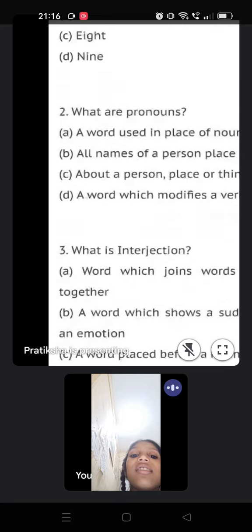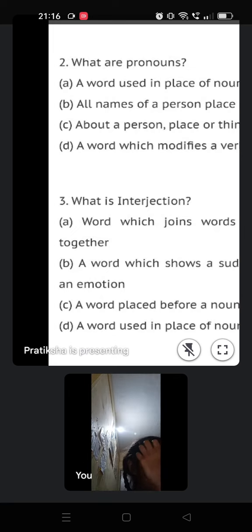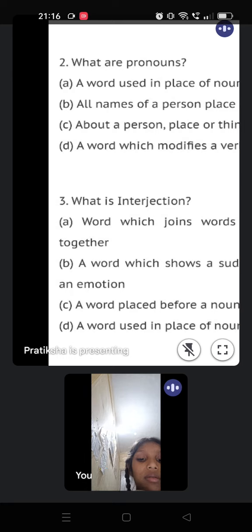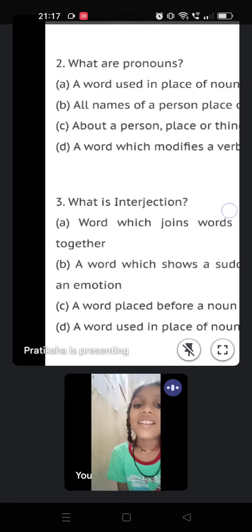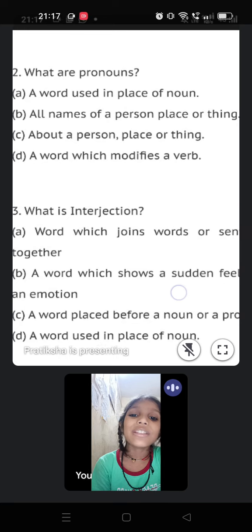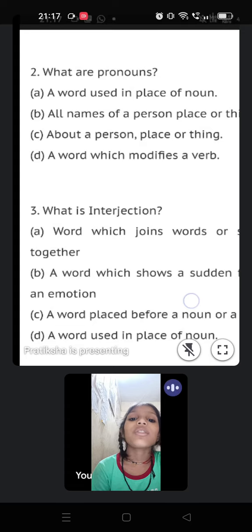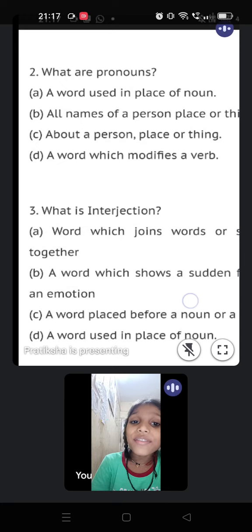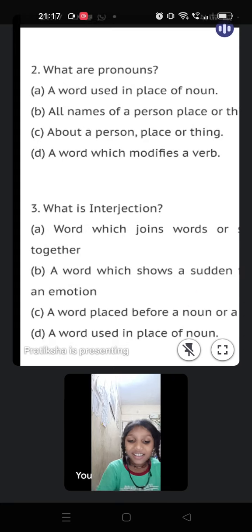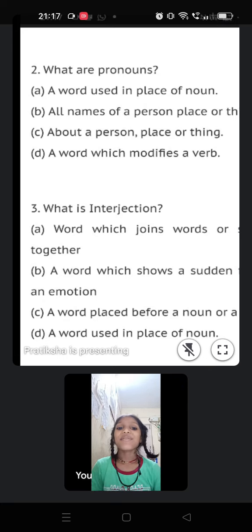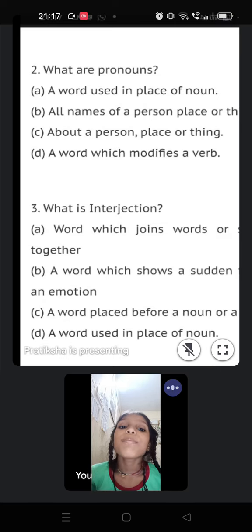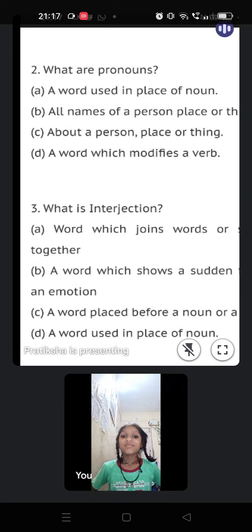Very good. Okay. Then what are pronouns? What is the pronoun? There are four options given. Read and tell me what it is. Which is the right answer? A word used in place of a noun. All names of a person, place or thing. A word which modifies a verb. Okay, what is the definition of pronoun from here? Pronoun matlab kya hai? He, she. What is the pronoun? Tell me. He, she, it. So what does it do? What is the function of it?